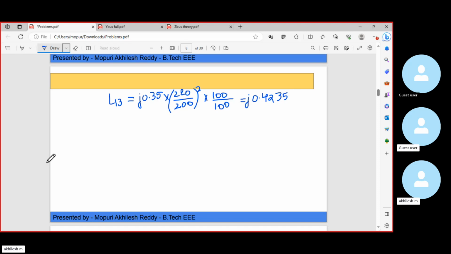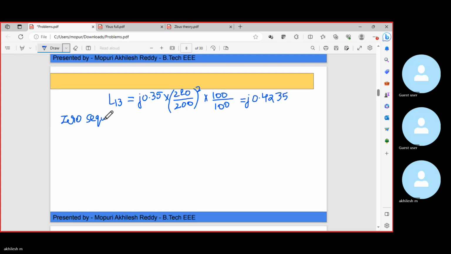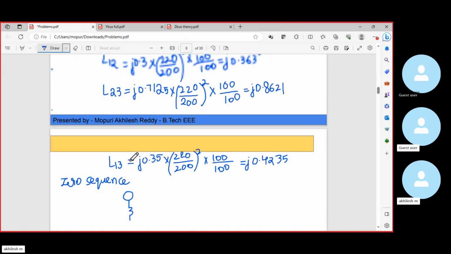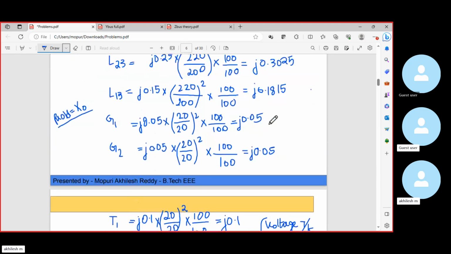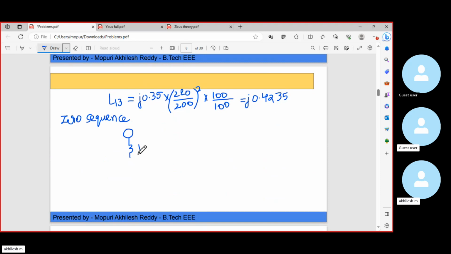Now let us draw the reactance diagram. First, the zero sequence reactance diagram we will draw. For zero sequence, first we have a generator. So let us keep a voltage source with the reactance of the generator. Let us check what is the reactance. Zero sequence J 0.05. Here it is J 0.05.